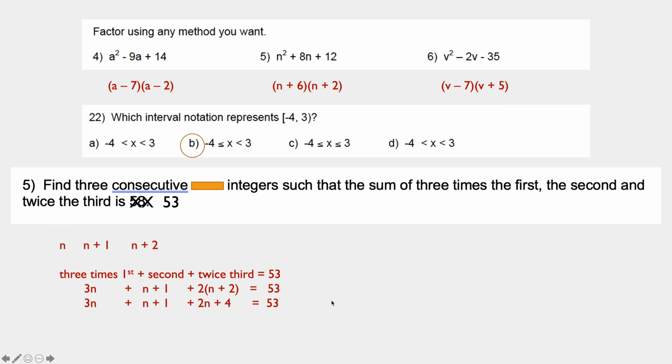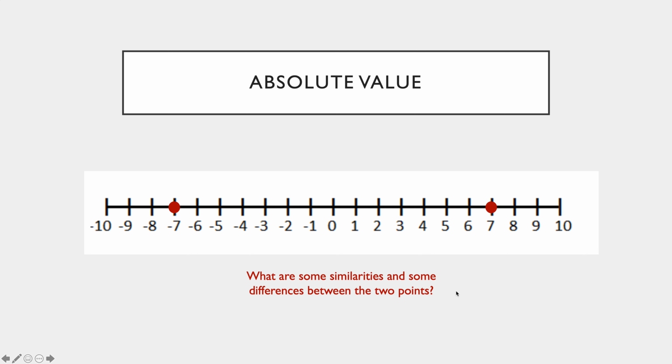Distributing. And then I do same side, same operation. So altogether I have 6 n's there. 3n and 1n make 4n. 2 more is 6n. Plus 5 is 53. I subtract 5 from both sides, and I get 6n is 48. Dividing by 6, n is 8. So my correct answers are 8, 9, and 10.